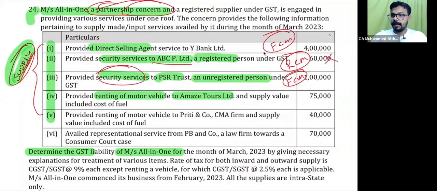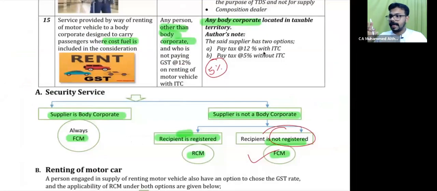In case of renting, listen here. In case of renting of motor vehicle, for it to become RCM, you have to tick four things in the question. Then only it will be RCM. Otherwise, it will be FCM. What are the four things you have to tick? First, the supplier shall be other than a body corporate. Second, the recipient shall be a body corporate. Third, the percentage shall be 5%. And fourth, the consideration includes the cost of fuel.